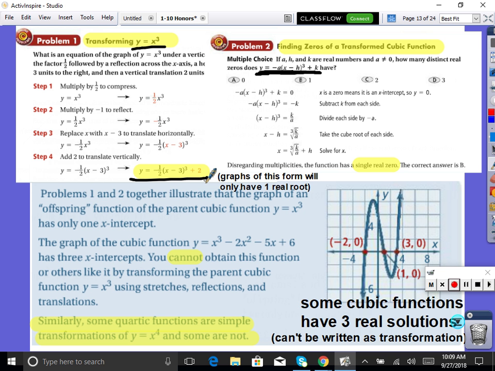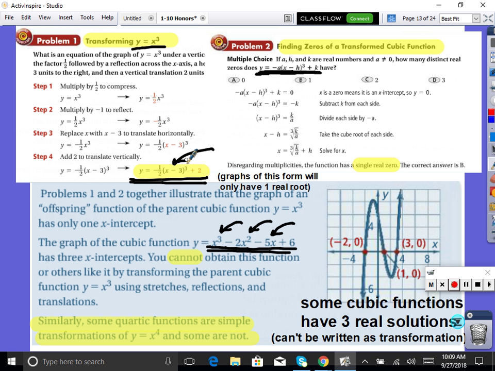So can anyone tell me the main difference you notice in this equation versus this one that might help us be able to see if it is a transformation versus if it's not? Yeah. You have x cubed, x squared, and x. Good. So you're saying we have multiple x's written here. Yes, that is true. And then up here we only have one, right? It's a transformation of just x cubed.